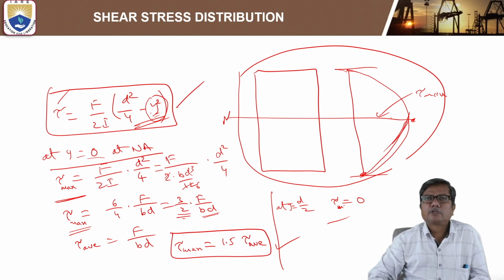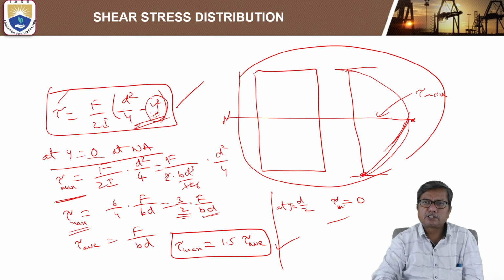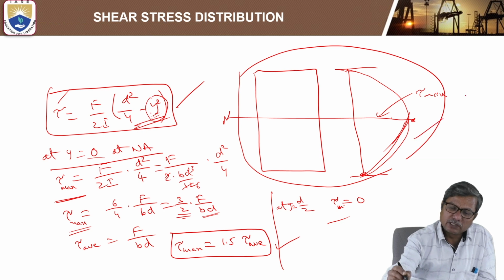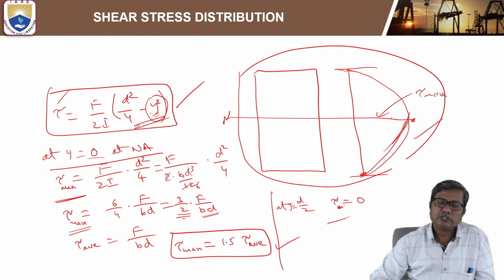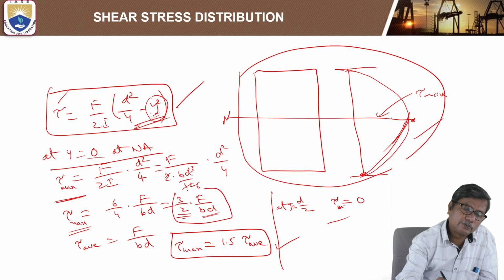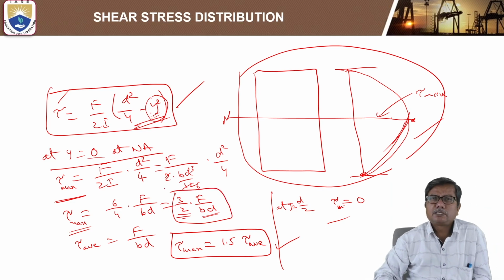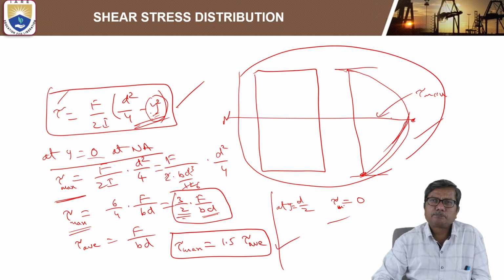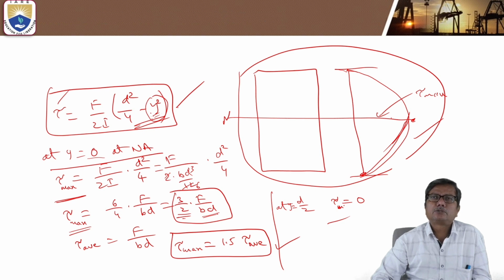For a rectangular section, the shear stress distribution is given by this diagram: zero at top and bottom ends, and maximum at the neutral axis, with maximum shear stress being equal to 3 by 2 F by BD. Now this is the general case. Now we can substitute the values.